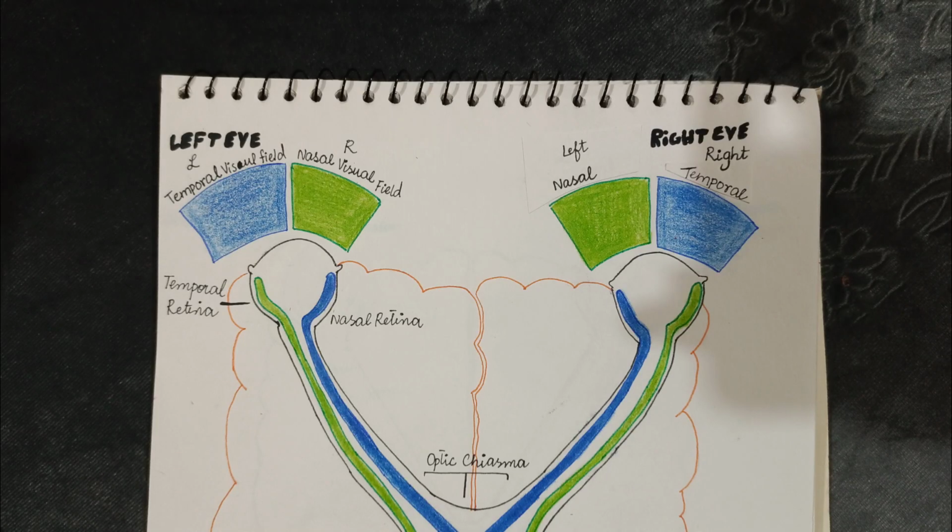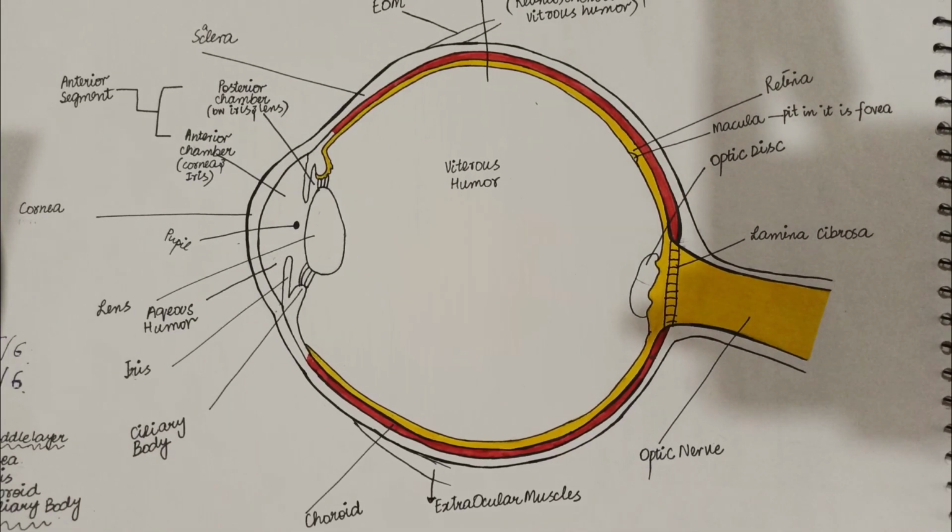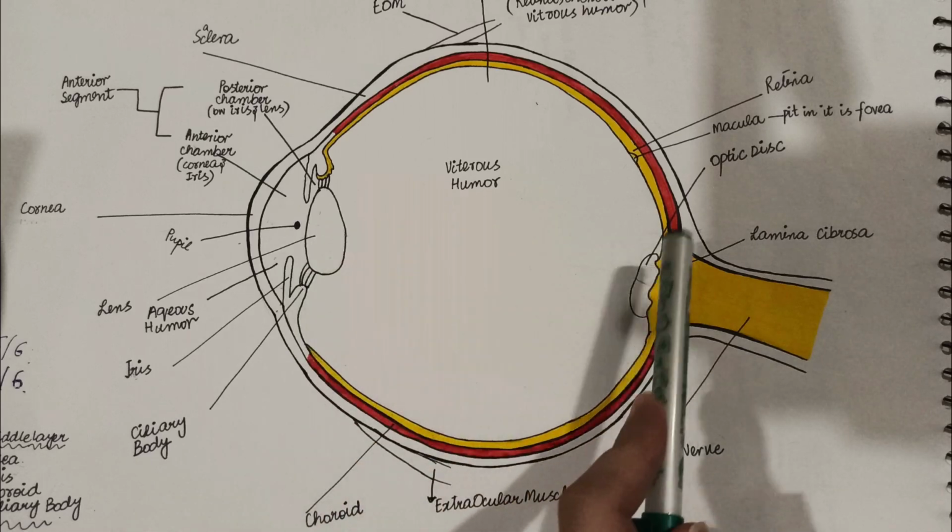Human visual pathway. Before going on with this, let's start with the basic structure of the eye. This is the structure of the human eye. When light enters our eye, it enters through the cornea, then to the lens, and then the light will fall on the retina.